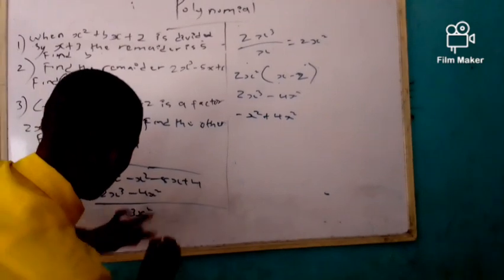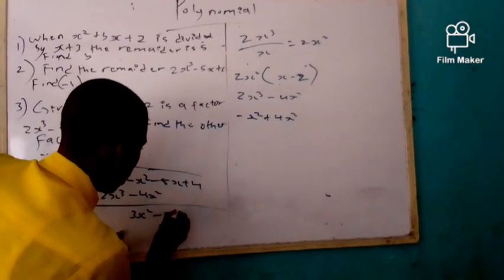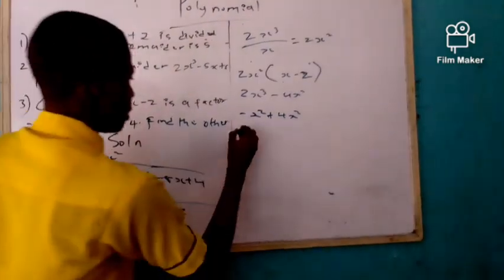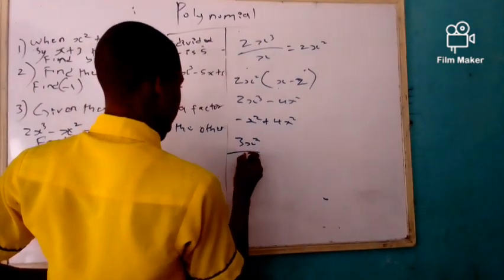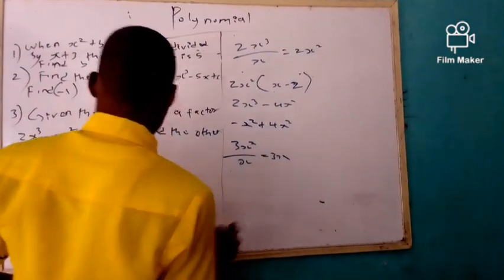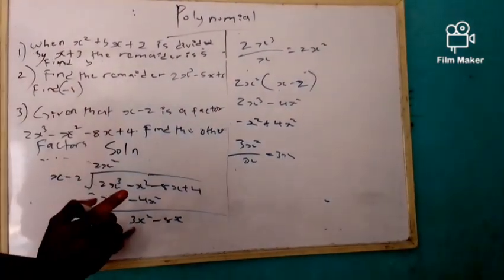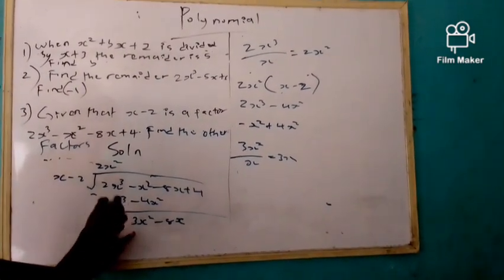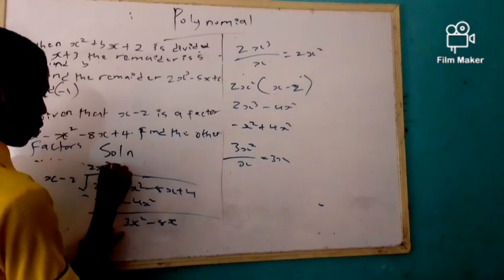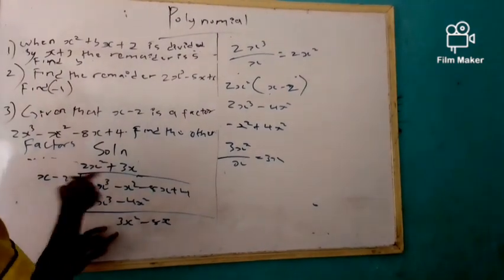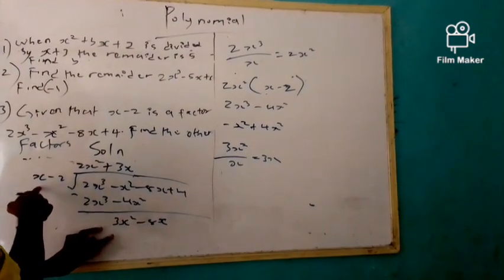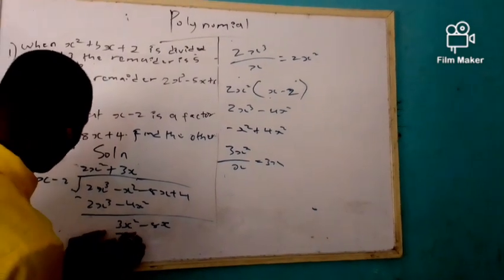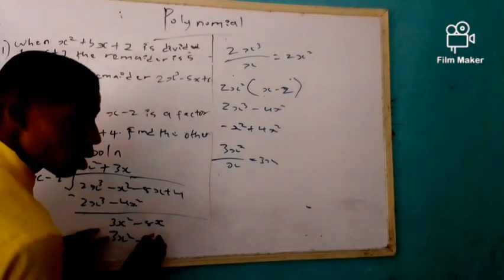3x² minus 8x. So if I'm to divide this 3x² now, I'll divide 3x² over x again. I'll have 3x, right? And don't forget the sign. Very, very important. Understand? So the sign here is plus, so there's no need to include it here. So I will say plus 3x. So I will now times 3x. 3x times x is 3x² minus 6x.